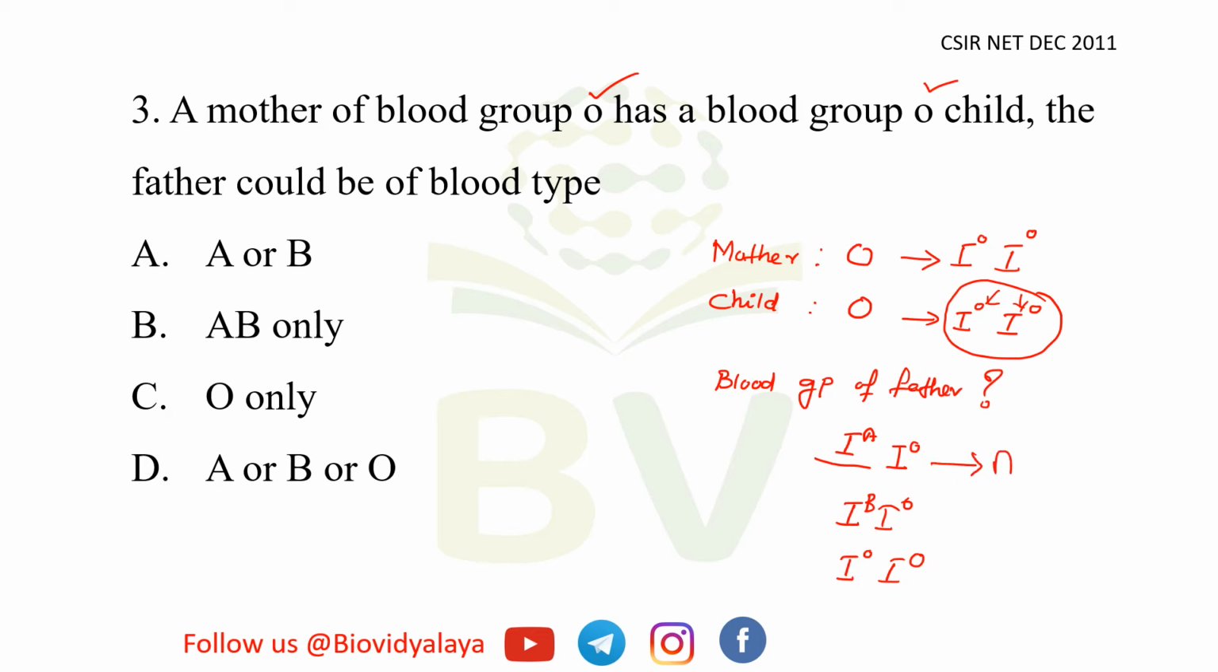That is A blood group. What is the phenotype of IBIO? That is B blood type. What is the phenotype of IOIO? That means O blood type. So the blood group of the father may be A, B or O. So the correct answer is option D, A or B or O.